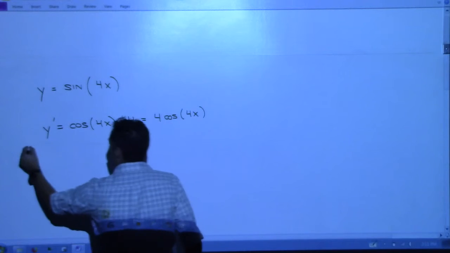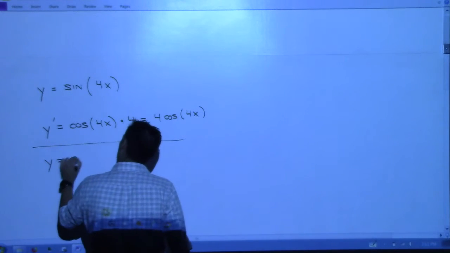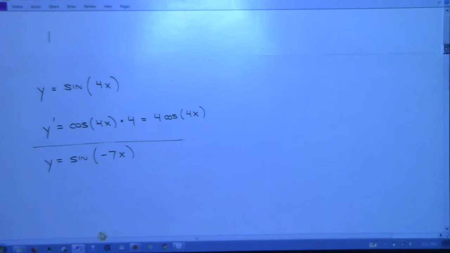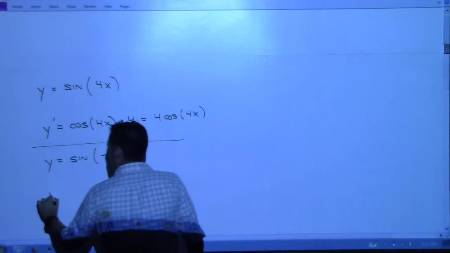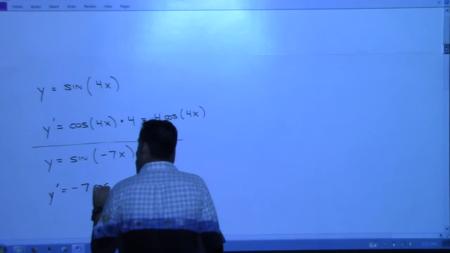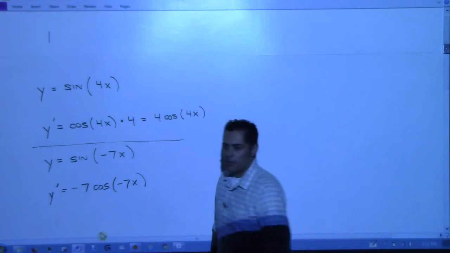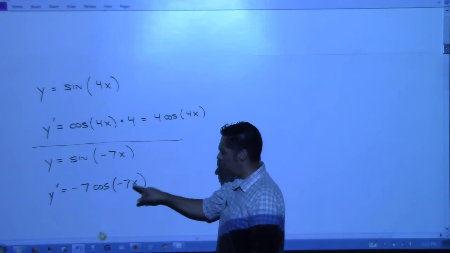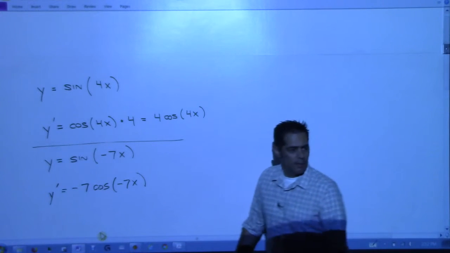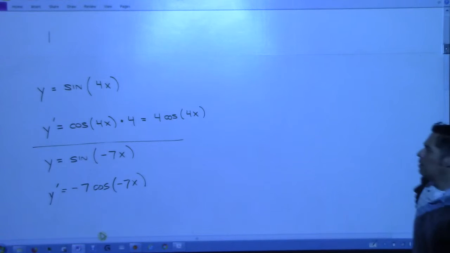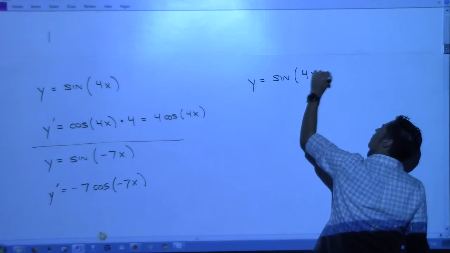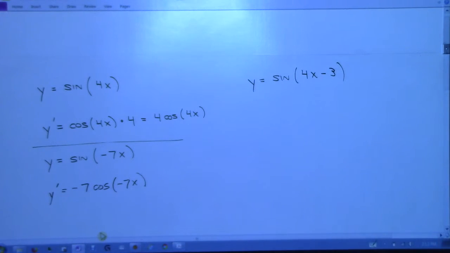What about this? y equals sine of negative 7x. See if you can do that one in your head. So it should be what? Negative 7 cosine of negative 7x. So you say, what's the derivative of sine of my hand? Cosine of my hand, right? Times the derivative of what's inside. What's the derivative of what's inside? Negative 7. I slide it out front. Yeah? Okay, how about this? What's the derivative of sine of 4x minus 3?